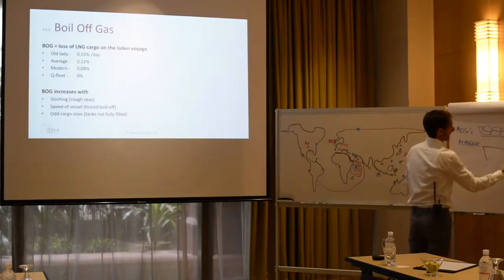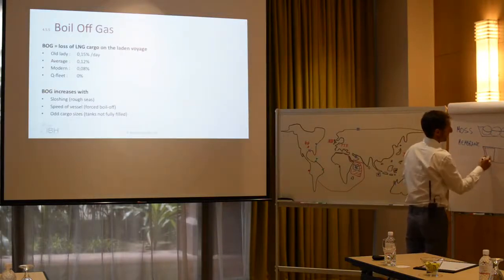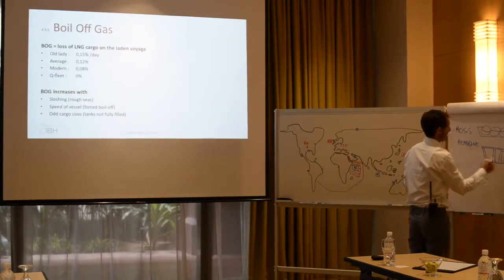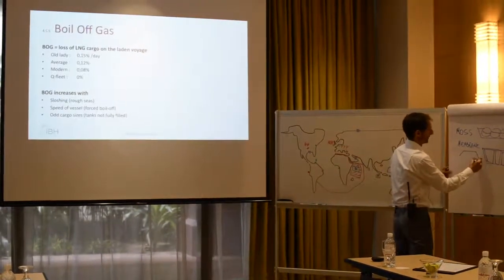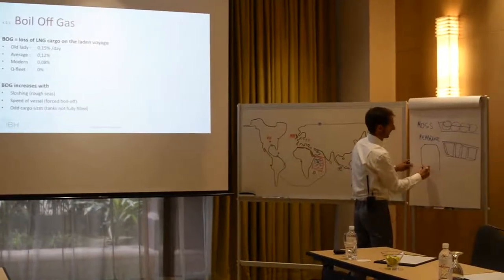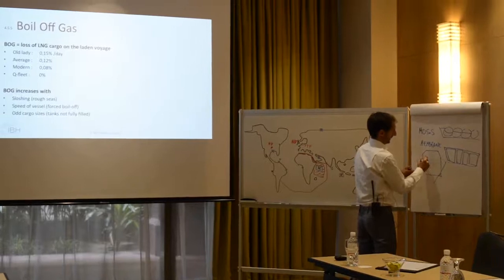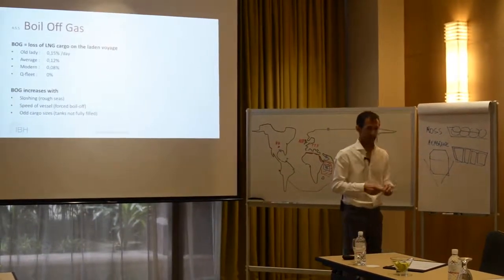Membrane, you carve the tanks inside the hull. So a membrane, if you look at this cross section, would be something like this, with the ship being like that. Then you can imagine that the sloshing in that case is much worse.